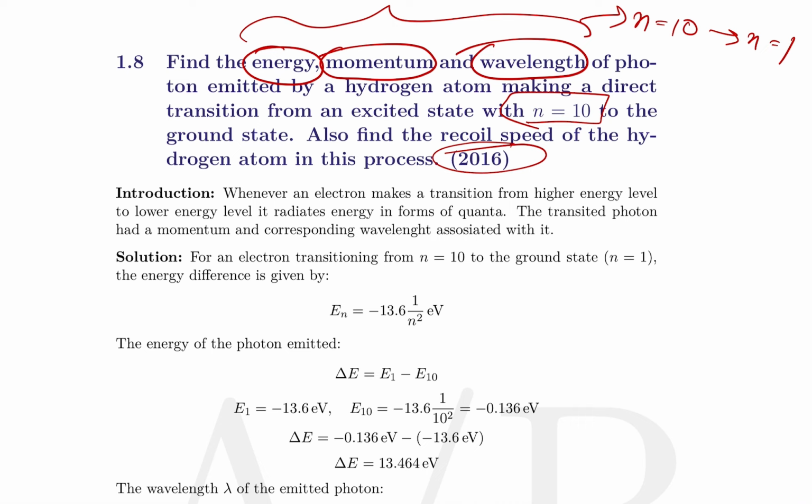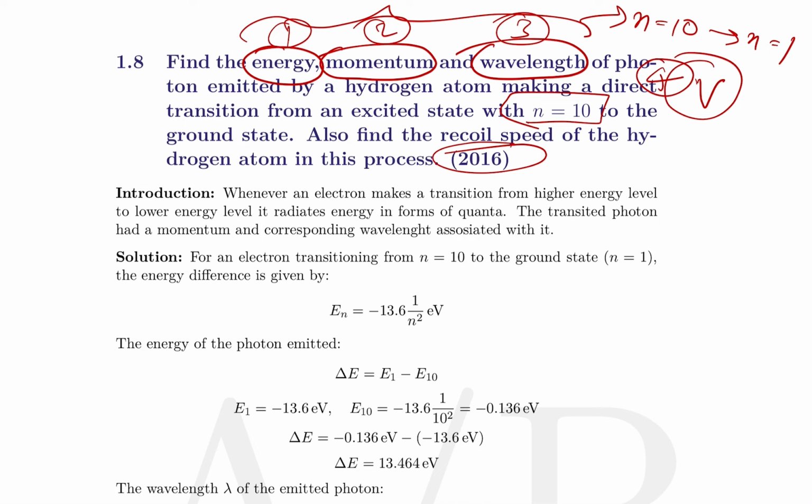Also find out the recoil speed of the hydrogen atom in the process. So we need to find out four numerical values. Okay, so let's move forward.